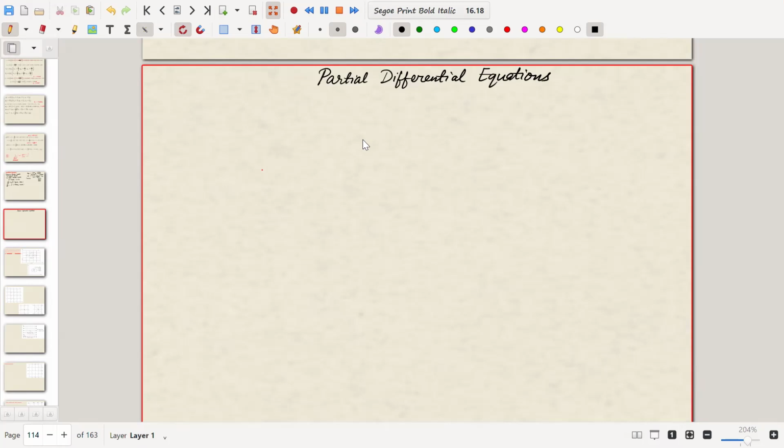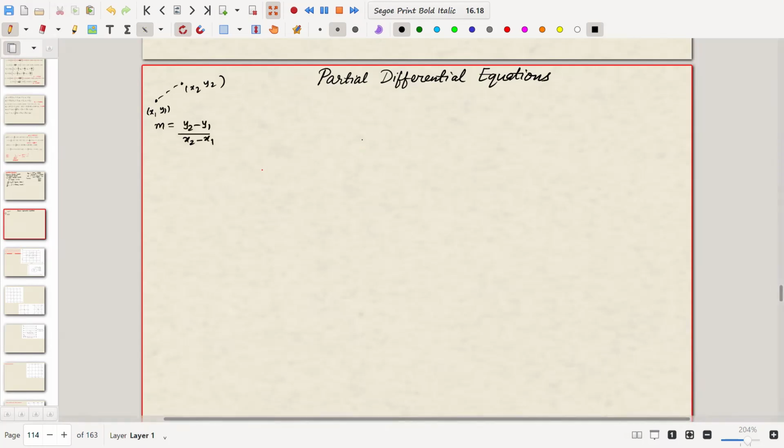Method of finite differences. It is just like the slope. Given 2 points, x1, y1 and x2, y2, what's the slope of the line between them? M, the slope, equals y2 minus y1 by x2 minus x1. So a similar kind of concept we will be using. Fine.